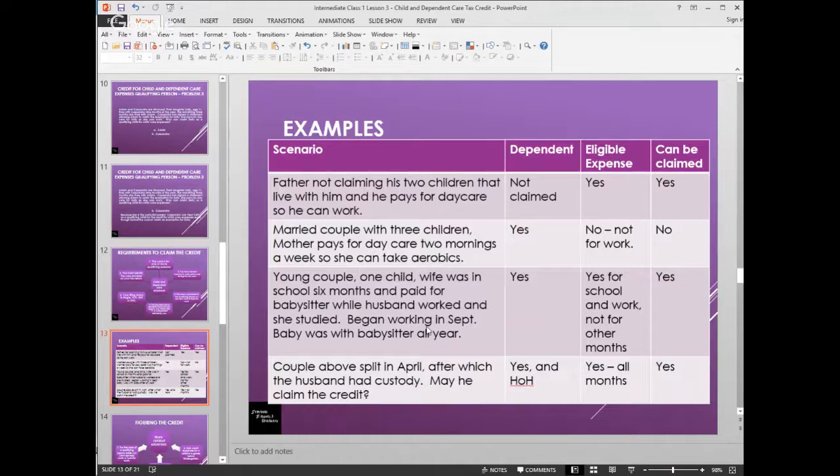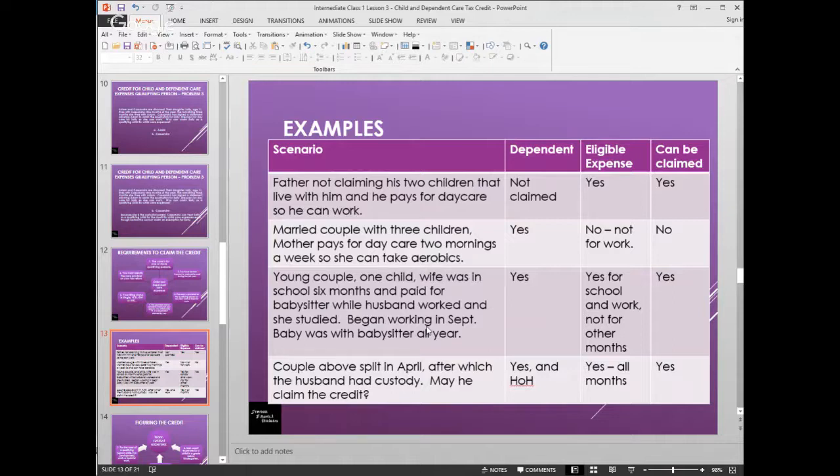In the next scenario, we have a young couple with one child, and the wife was in school 6 months and paid for a babysitter while the husband worked and she studied. She began working in September and the baby had a babysitter all year long. So in this instance, they can claim the credit, and you would have eligible expenses for school and for work. So the 6 months while she's in school, she can claim those expenses. And then after she started working in September, but she would not be able to claim, I guess it would be July and August for that year.